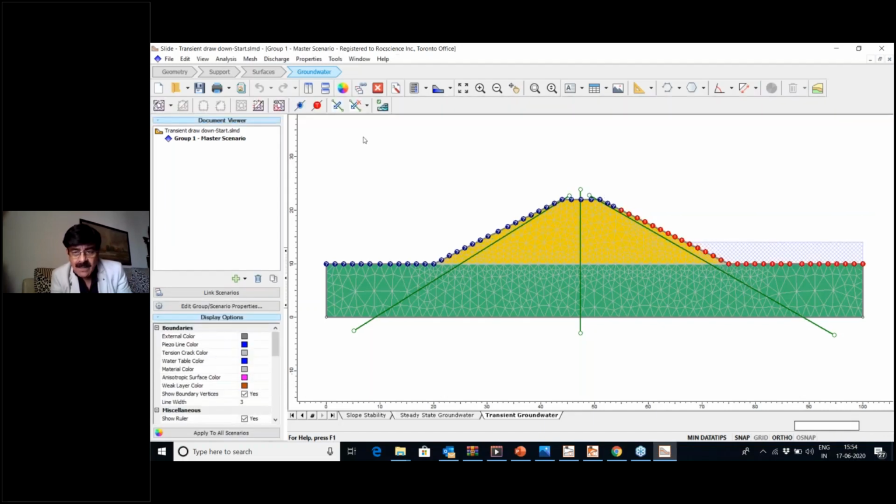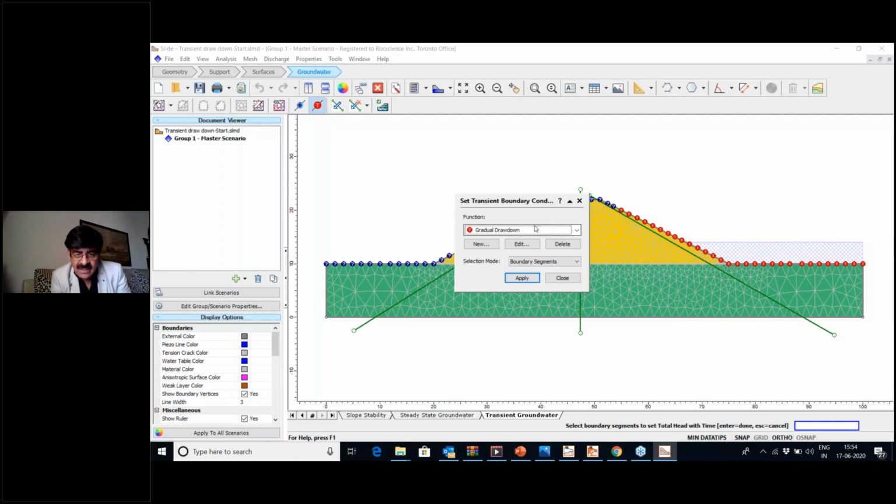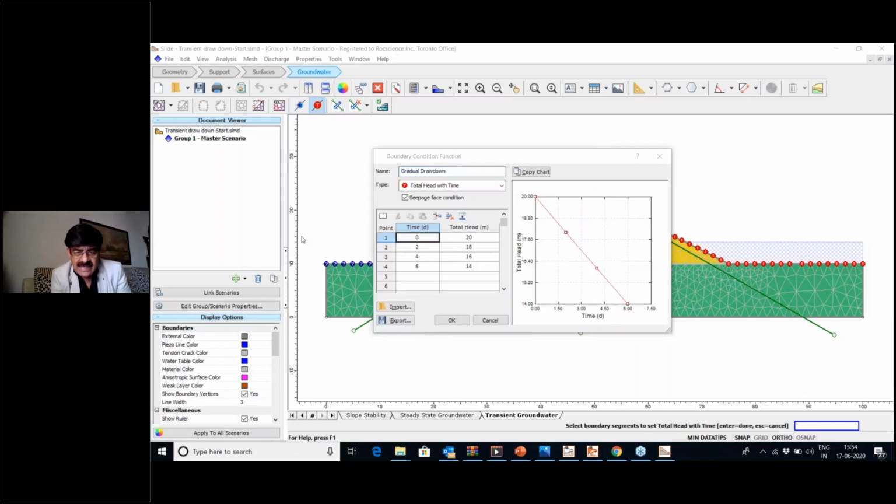Then in transient groundwater, you have this boundary condition here in red, which is the transient boundary condition. If I click here, you see the set transient boundary condition. Gradual drawdown is the option chosen, and if I click on edit, you can see what is in this condition which has been specified. You have these stages in terms of time: initial stage, 2 days, 4 days, 6 days, and the drawdown taking place like this: 20 meters, 18 meters, 16 and 14 meters, following this straight line relationship. So the analysis would take this into account, and we'll see the results.